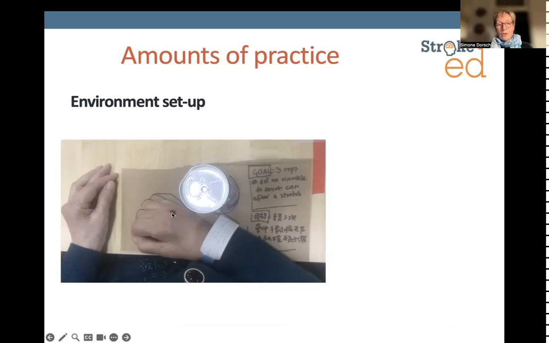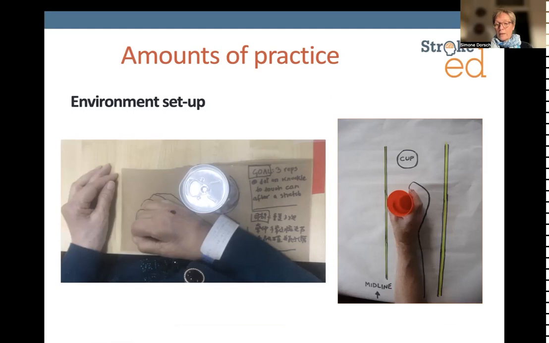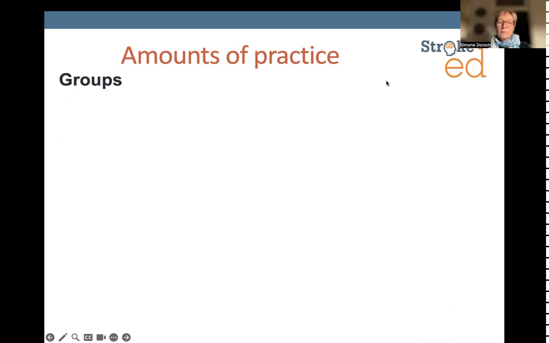So you can see the dot has to go to the can. The instructions are there in English and Chinese for the person to be able to read, but you can see fairly clear, simple instructions. Again, here, starting here, and that's where the cup should be moved to. There's track lines. That's the midline. That's where it should be placed. Track lines to keep the arm in between those two lines. So that very clear environment setup can be used to drive semi-supervised practice.